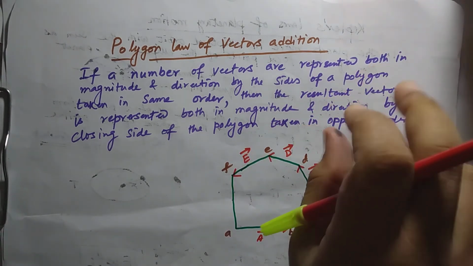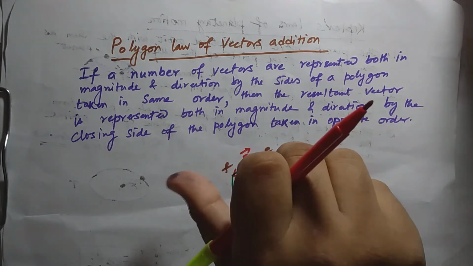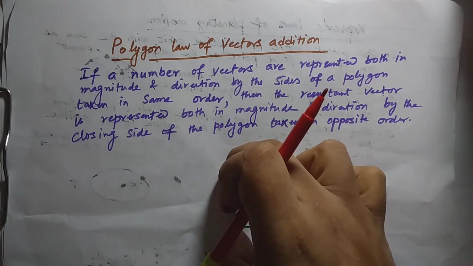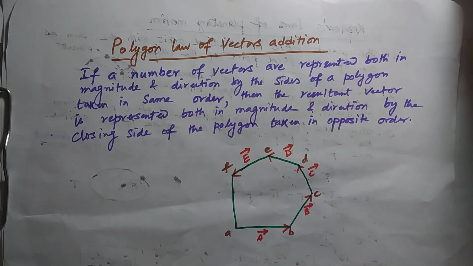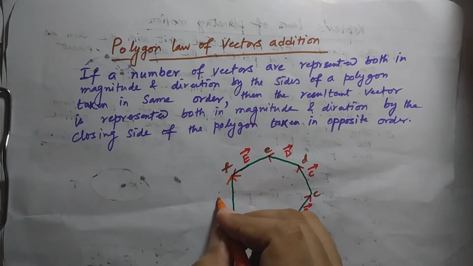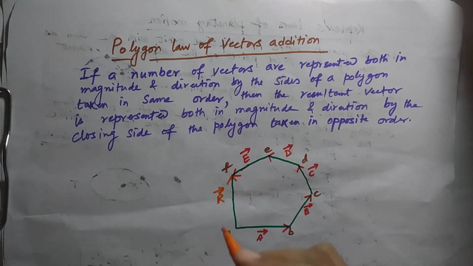Now you just put the vectors according to the polygon's different sides. Then the remaining side, the last side, the closing side, will tell you the resultant. This is your resultant vector, R vector. That is the meaning of the law.